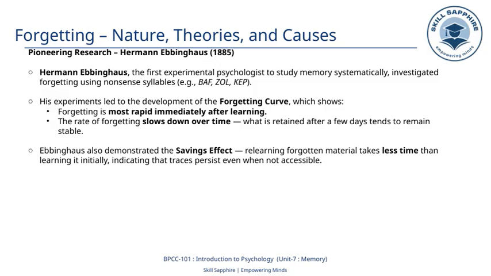Ebbinghaus's experiments led to the discovery of what we now call the forgetting curve. This curve shows that forgetting happens most rapidly right after we learn something. So, the initial drop in memory retention is steep. But interestingly, after that initial period, the rate of forgetting slows down. What we manage to retain after a few days tends to stay quite stable over time.